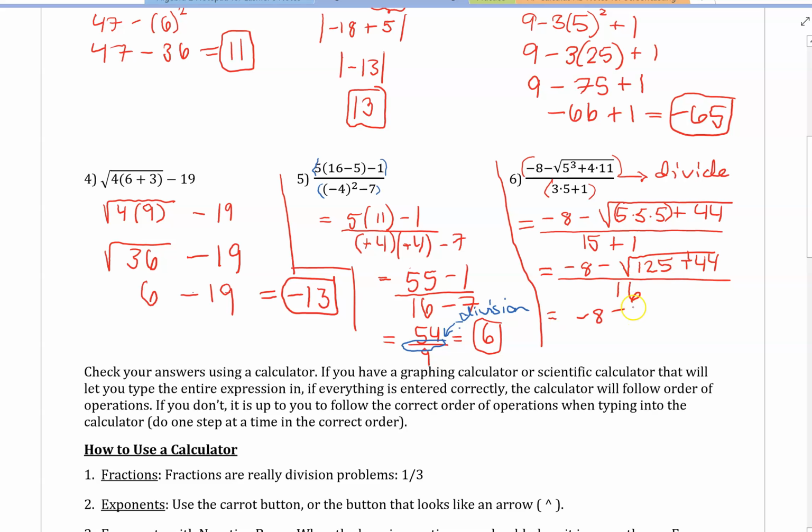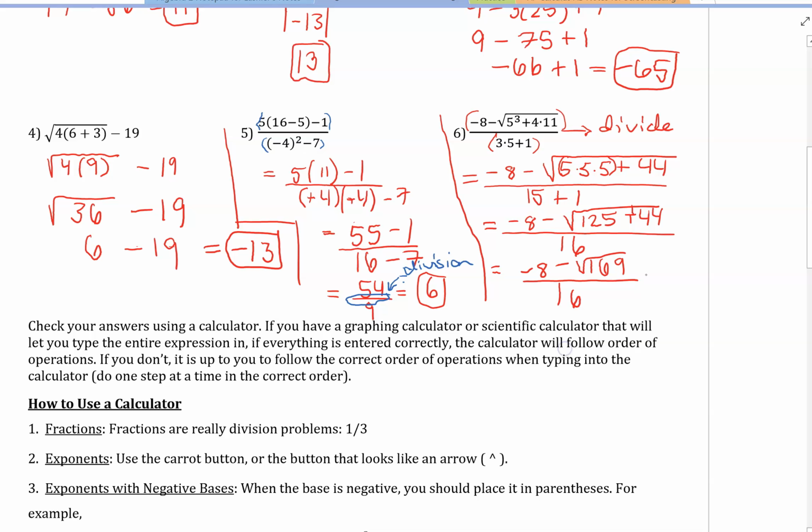And then when you add 125 and 144, you get 169, and that's all over 16. And then now I can take the square root. Now that I've gotten down to a single value under there, I can go ahead and take the square root. So the square root of 169 is 13.